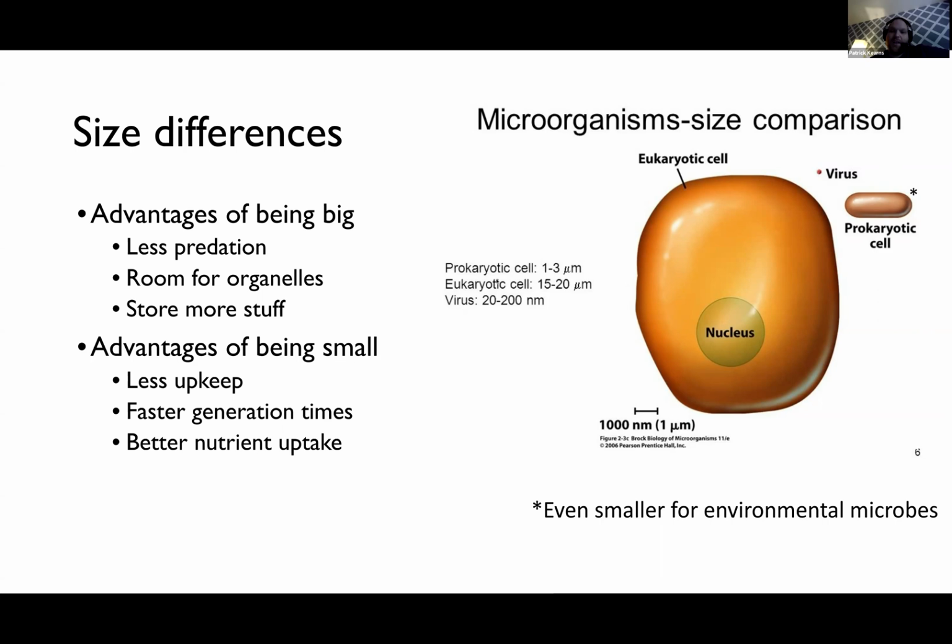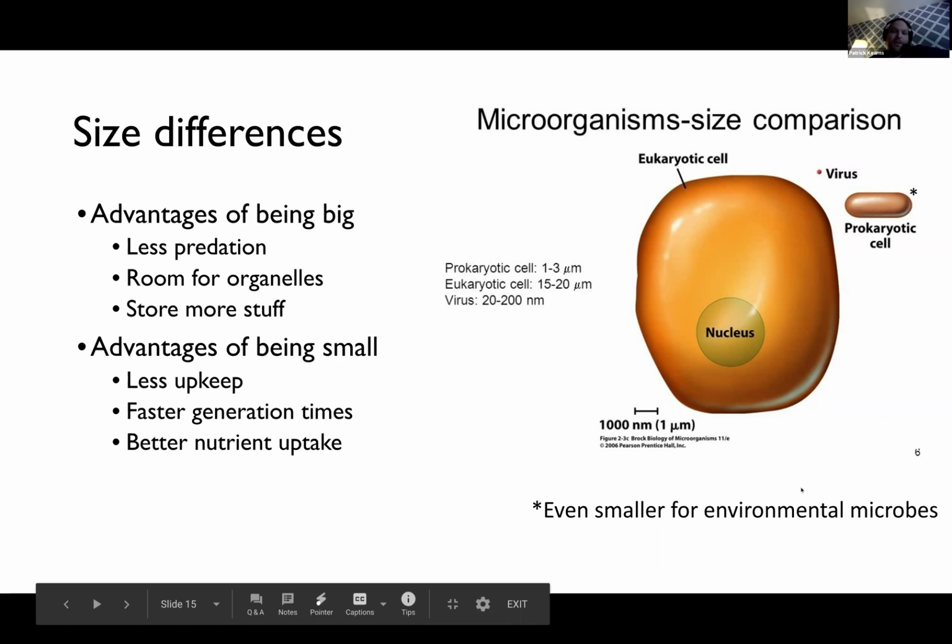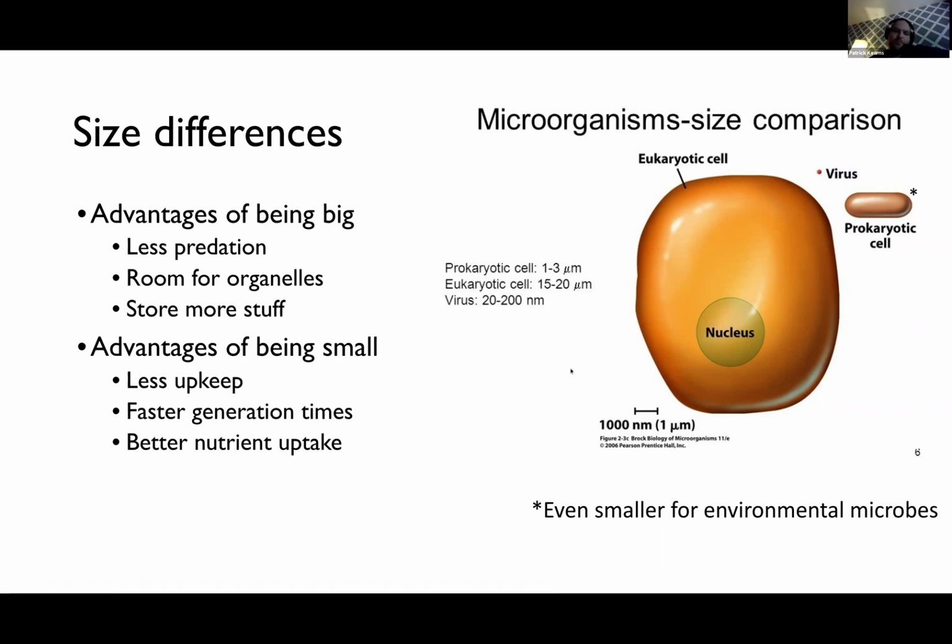So we can look at the average sizes. Our prokaryotic cell is an average size of 1 to 3 microns. Eukaryotes range 15 to 20 microns. This is not like human cells. This is like protists, fungi, things like that. And then we have our viruses, which are about 20 to 200 nanometers. So very big differences in size, right? And the other thing I'd like to make mention of is this prokaryotic cell size is for bacteria in clinical settings, or prokaryotes in clinical settings. We do know that there are environmental bacteria out there that are much, much smaller. So just as a note.